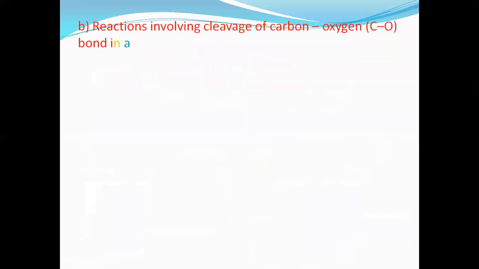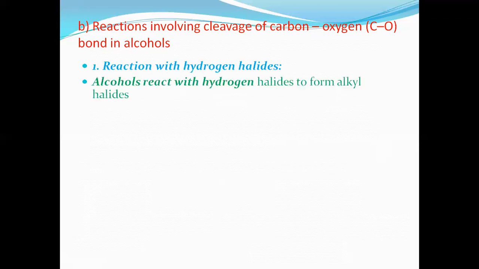Now, these are the reactions we have studied so far, due to the cleavage of OH bond, breaking of OH bond. Now we'll go for the reaction due to cleavage of CO bond. That means alcohols behave as electrophiles. First one, reaction with hydrogen halide. Alcohol reacts with hydrogen halides to form alkyl halides. Simple reaction. Alcohol reacts with hydrogen halide, one molecule of water is removed from here, and the alkyl halides are formed.